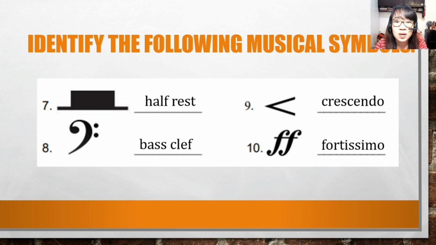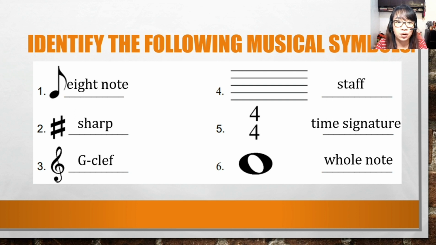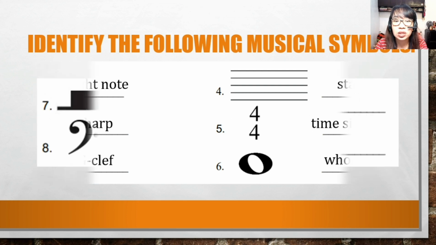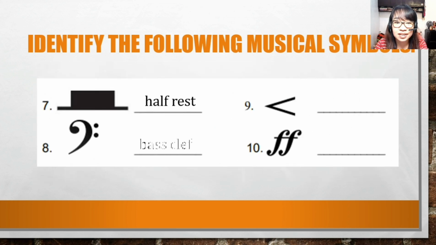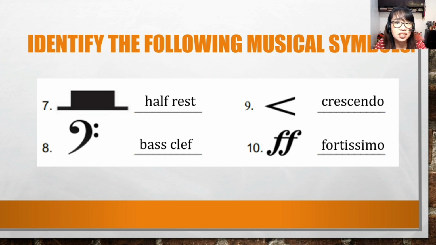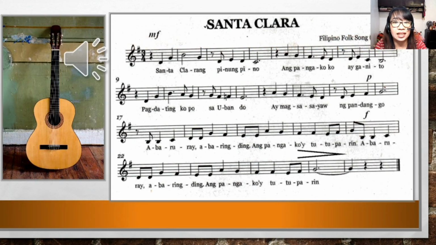Okay, so we have here this one: 8th note, sharp, G clef, staff, time signature, whole note, half rest, bass clef, crescendo, and fortissimo. So these are all the musical symbols that we usually see in a notation sheet like this. If you want to learn how to play the guitar or the piano or any other instrument with a notation sheet, you have to get familiarized with the different musical symbols.